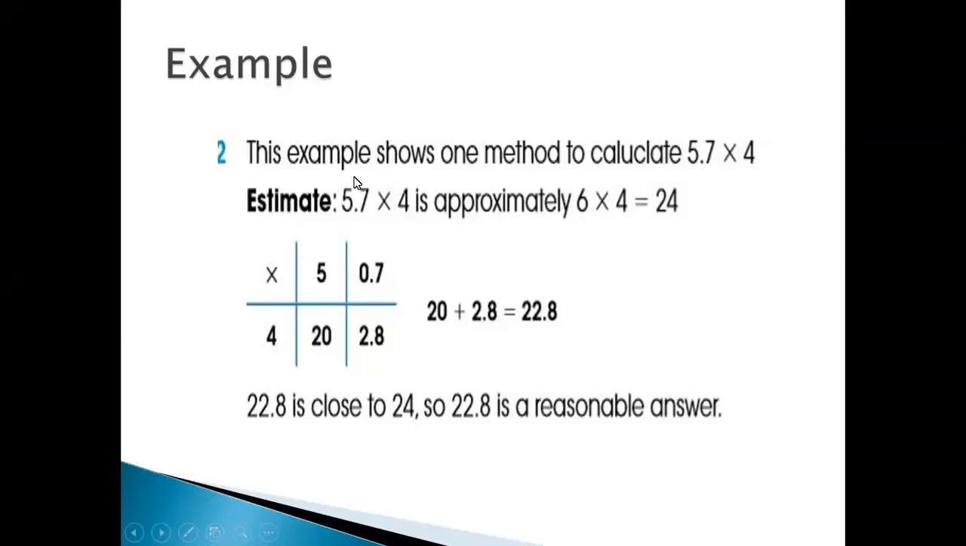It means what they did, they rounded off 5.7, which is closer to 6, and then multiplied it by 4. 6 multiplied by 4 will be 24. This is an approximate answer. It means we are going to do the question again in 2 ways. In an approximate, estimated way, then another exact way of calculation.